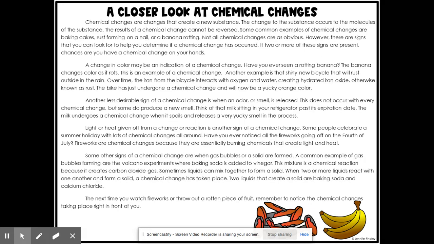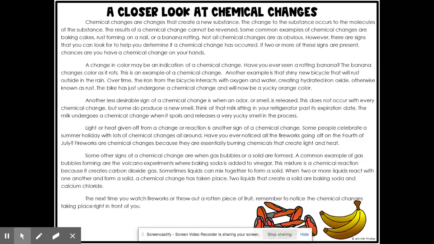Some other signs of a chemical change are when gas bubbles or a solid are formed. A common example of gas bubbles forming are the volcano experiments where baking soda is added to vinegar. This mixture is a chemical reaction because it creates carbon dioxide gas. Sometimes liquids can mix together to form a solid. When two or more liquids react with one another and form a solid, a chemical change has taken place. Two liquids that create a solid are baking soda and calcium chloride.